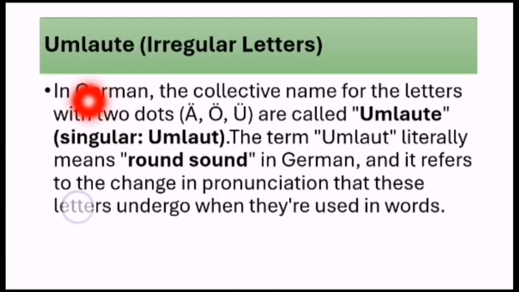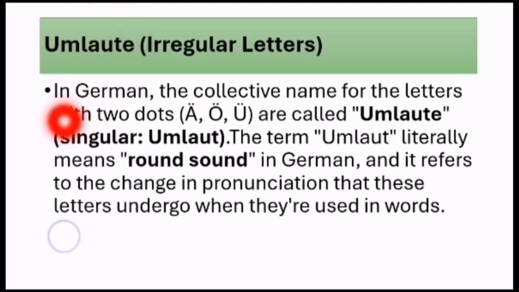Now come to the irregular alphabets. Basically, they are called Umlaute in German. Just for your ease, I gave the name irregular letters to these letters, but actually they are called Umlaute. This is the collective noun.